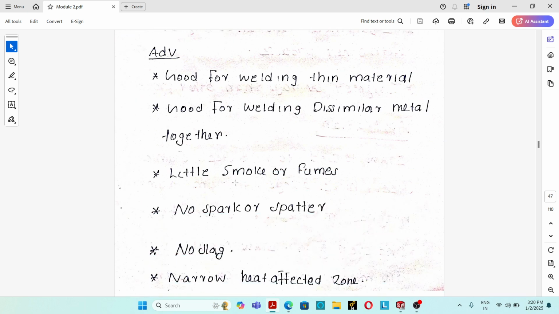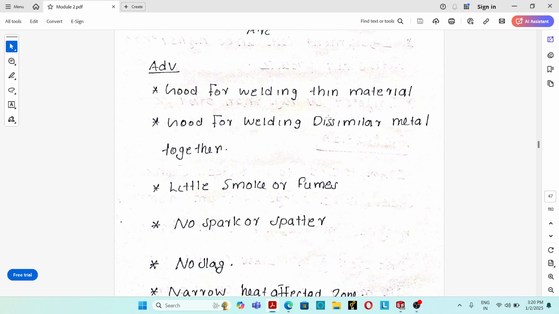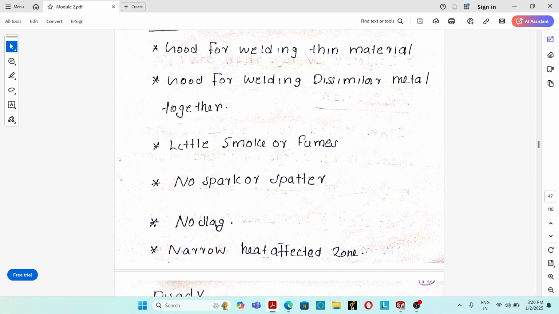So what are the advantages of the TIG welding process? Good for welding thin metal. Good for welding dissimilar metals together. Little smoke or fumes. No spark or spatter. No slag. Narrow heat affected zone.